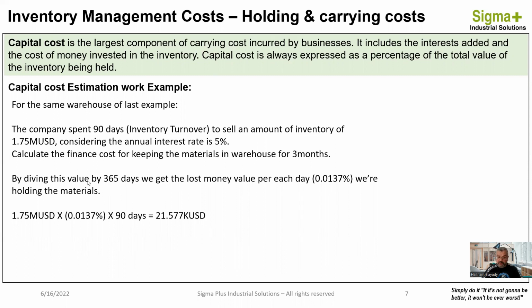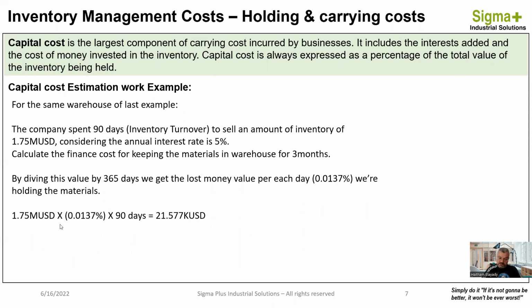calculate the finance cost for keeping the materials in the warehouses for 3 months. So by dividing this value by 365 days, we get the lost money value per each day, which is 0.0137, almost 1.01%. Is the lost value of the materials per day, due to holding the materials and keeping them stored in the warehouses.